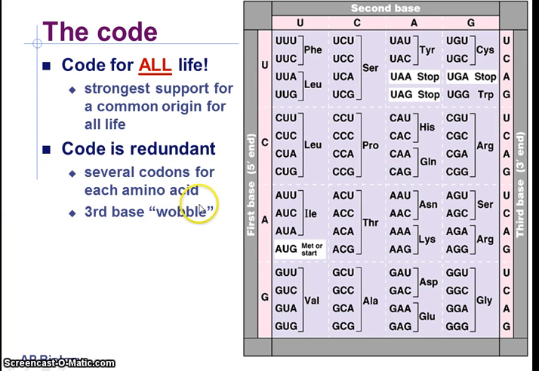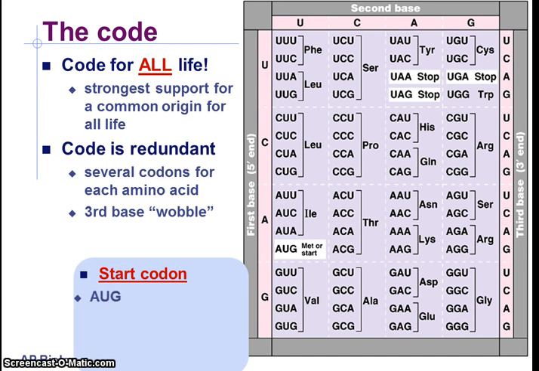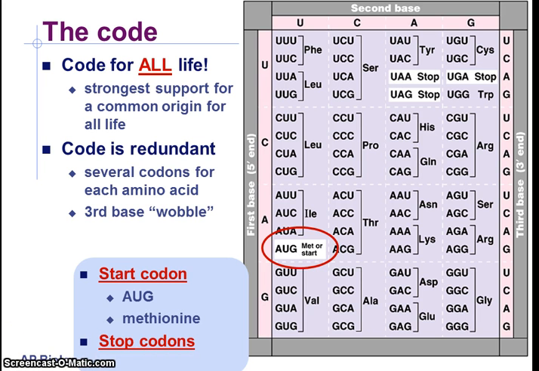The code is redundant, so you'll get several codons for each amino acid. All these codons go for Ser. The third base is kind of a wobble. You don't always need it. The start codon is AUG, which is methionine, and we have 3 stop codons right up here. To read these, if I have CUA, I'd have 1, 2, 3. Basically, put all the lines together, and you'd have Leu.